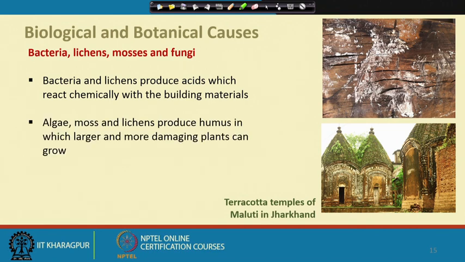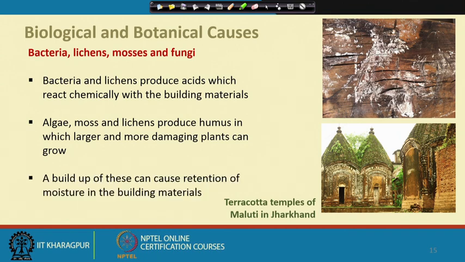So, algae, moss and lichen produce the humus in which larger and more damaging plants can grow. As I say, they are all interrelated. So, they produce something on which the other plants grow, and then they give the roots. So, it is all interlinked. A build-up of this can cause retention of moisture in the building, which is again, as we talked about, the moisture and how it can be very damaging for the entire fabric.